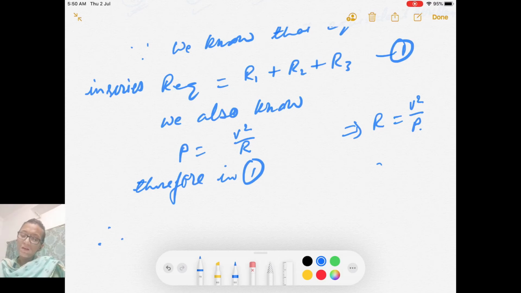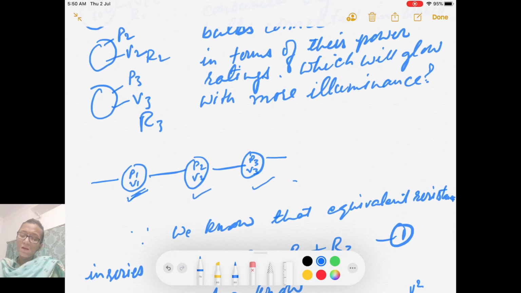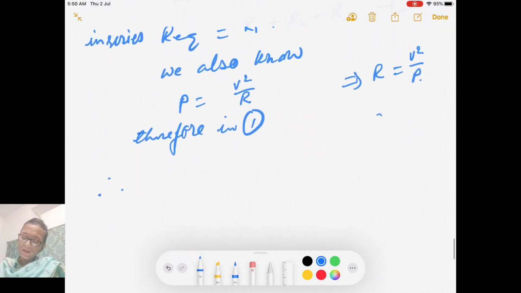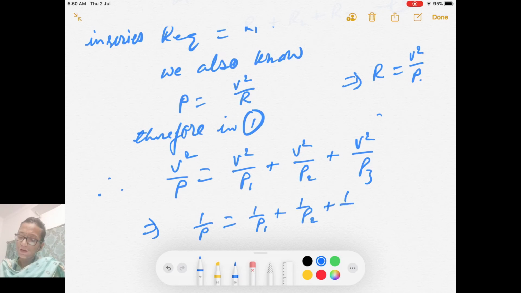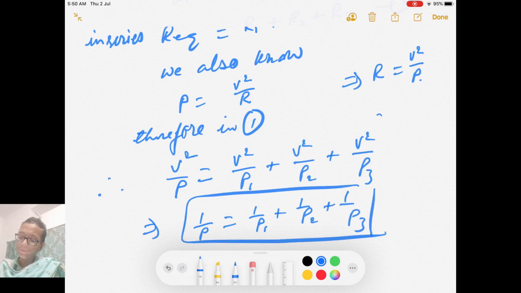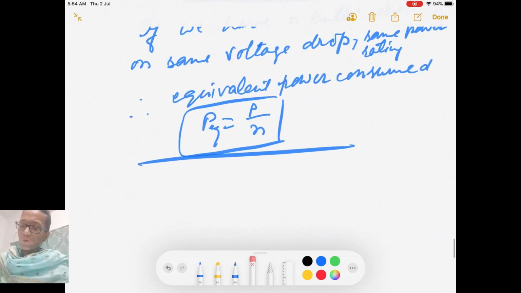Therefore, in 1, if all the bulbs are similar and they are showing the same potential V itself, then we have V square upon P is equal to V square upon P1 plus V square upon P2 plus V square upon P3, and it implies that 1 upon P is equal to 1 upon P1 plus 1 upon P2 plus 1 upon P3. Now for brightness of the bulb.